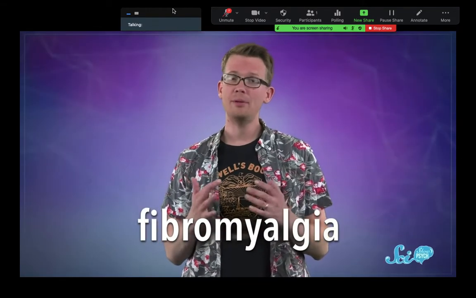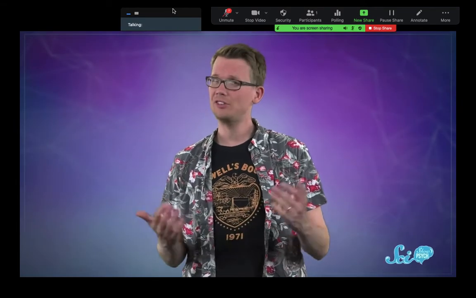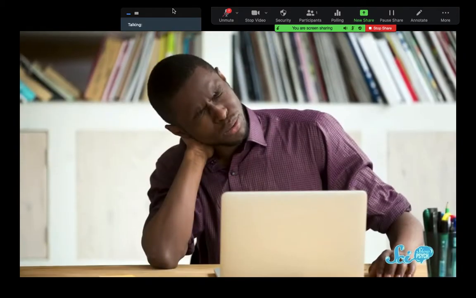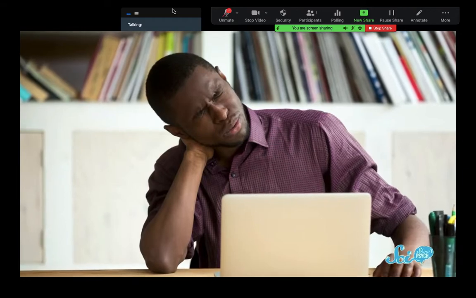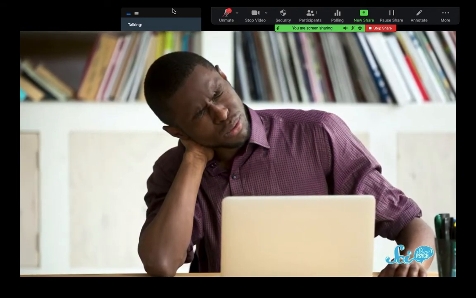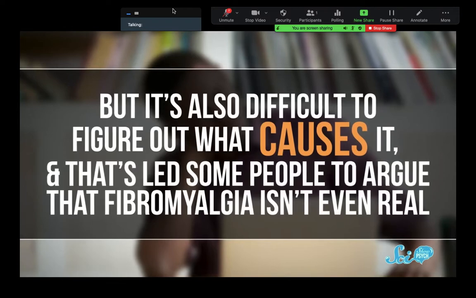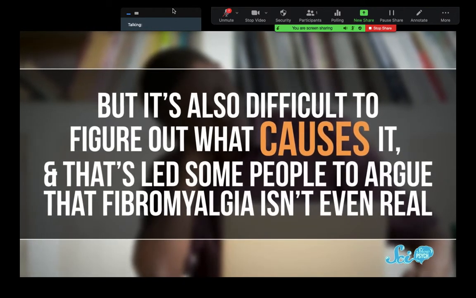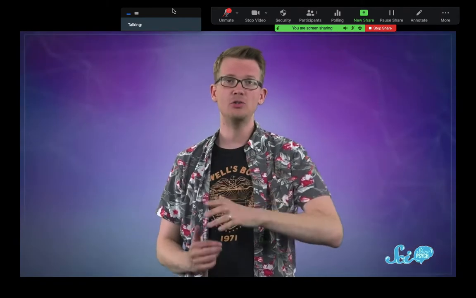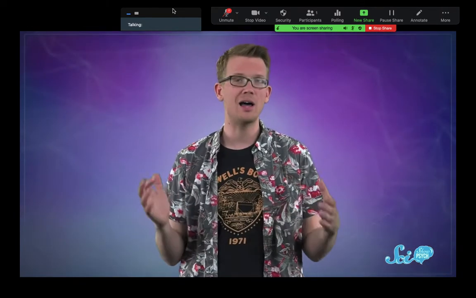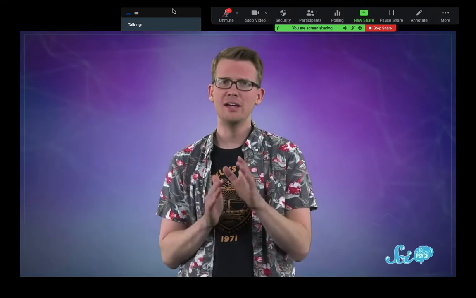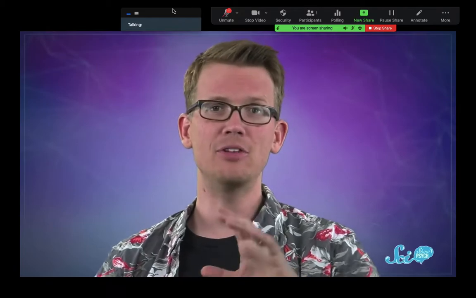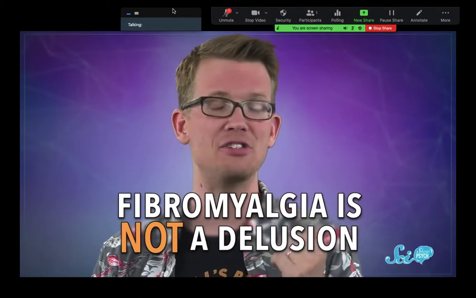Fibromyalgia is one of the most commonly misunderstood disorders out there, which is saying something considering that there are a lot of misunderstood disorders. It's characterized by widespread pain throughout the body, making it a literal pain in the everything, but it's also difficult to figure out what causes it. And that's led some people to argue that fibromyalgia isn't even real. Admittedly, it is a controversial diagnosis, and scientists are still hotly debating a ton about it, including what role psychological factors play in causing symptoms. So let's debunk this myth up front. Fibromyalgia is not a delusion.